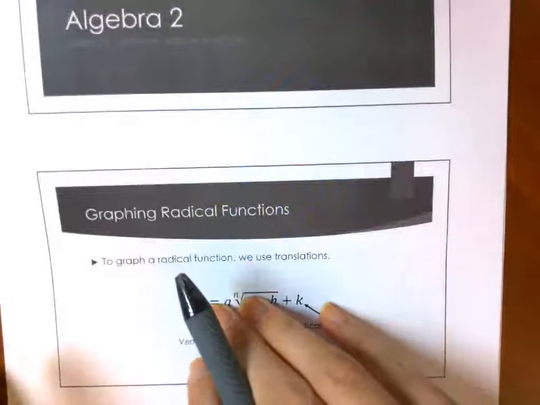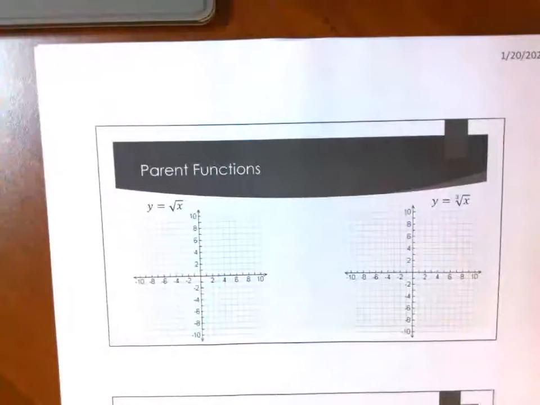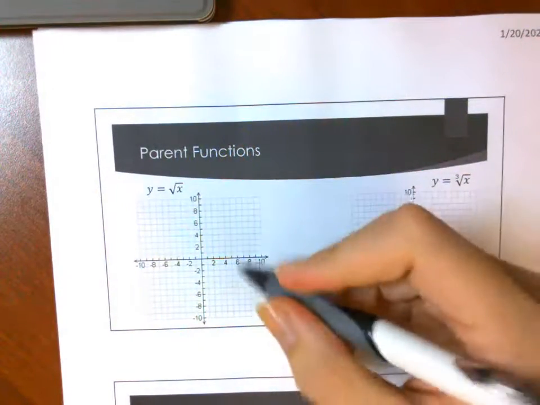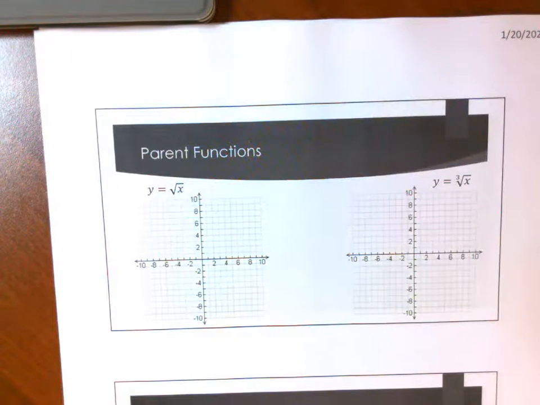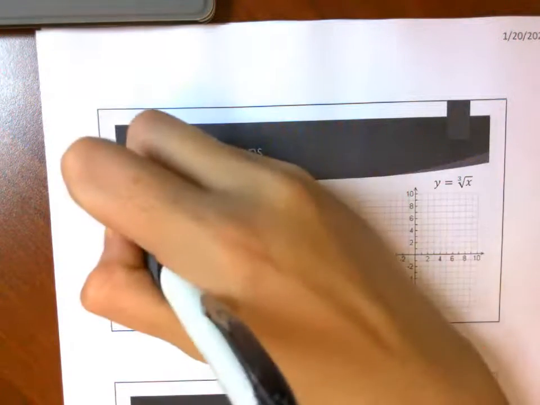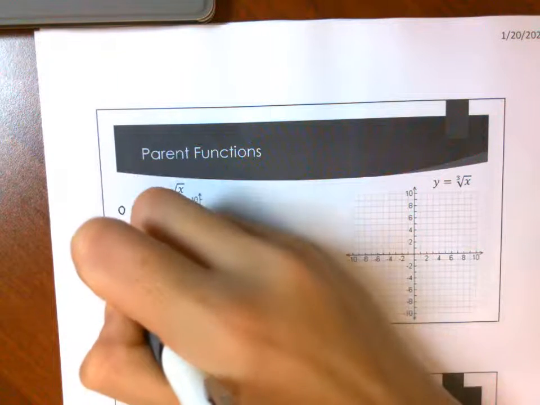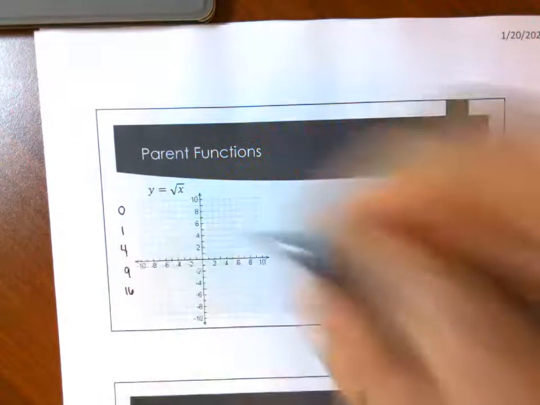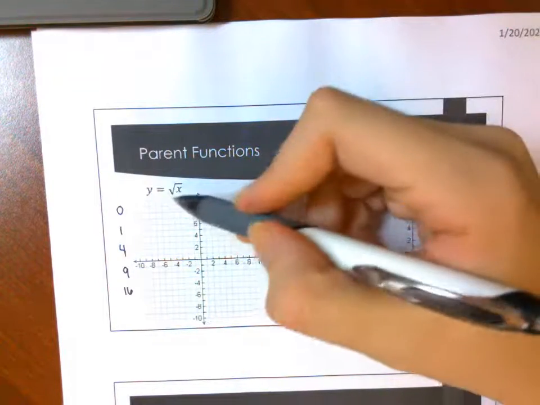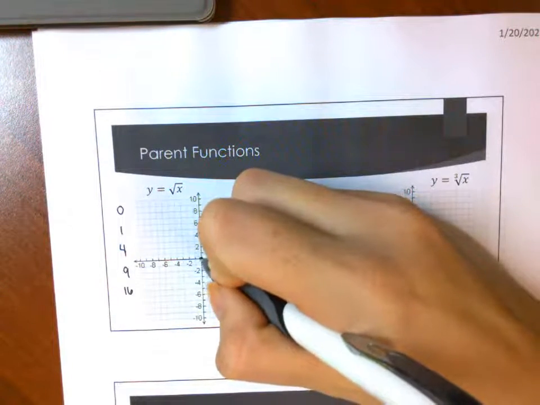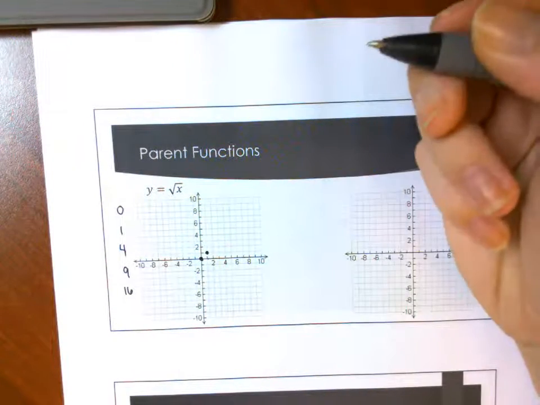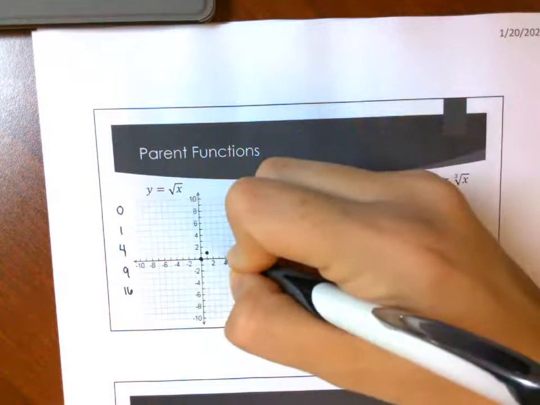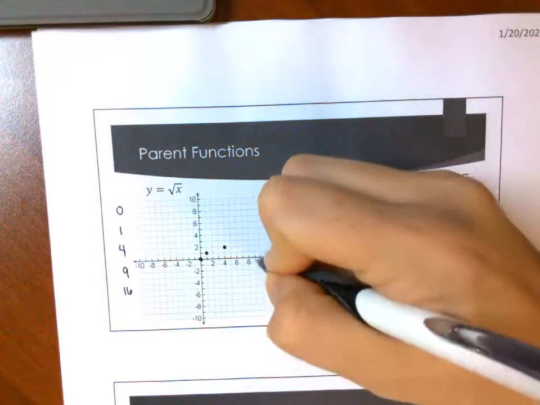But before we dive right into that, let's look at some parent functions. This is going to be very important. We have this function: y equals the square root of x. Yesterday I talked about wanting to graph perfect square numbers, which would look like this: 0, 1, 4, 9, 16. I'm not going to go beyond that. If I plug in 0, the square root of 0 is 0. If I plug in 1, the square root of 1 is 1. And then things get a little weird. The square root of 4 is 2. The square root of 9 is 3.